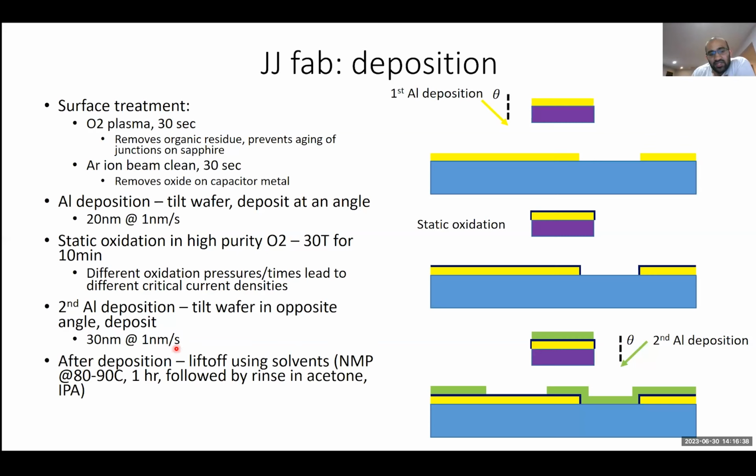And finally, after deposition, you perform liftoff, removing the remaining photoresist, the remaining electron beam resist, and all the metal that's deposited on the electron beam resist. With this, we usually lift off using NMP, heated up to around 80 to 90 degrees, followed by a rinse in acetone and IPA.